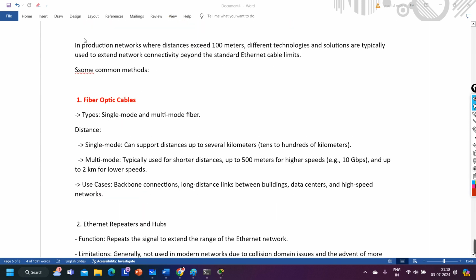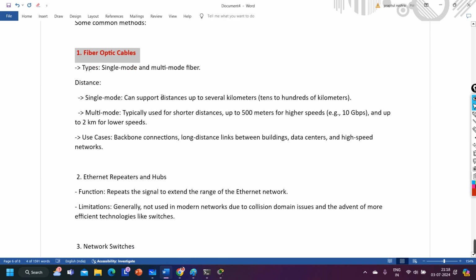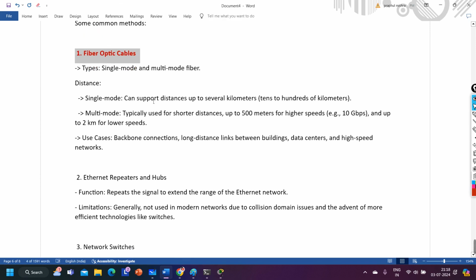So see, in the production network, where distance exceeds 100 meters, different technologies and solutions are typically used to extend network connectivity beyond the standard Ethernet cable limit. Some common methods are, first one is fiber cable, best option. Best option, and most of the time you will use fiber optic cable only.